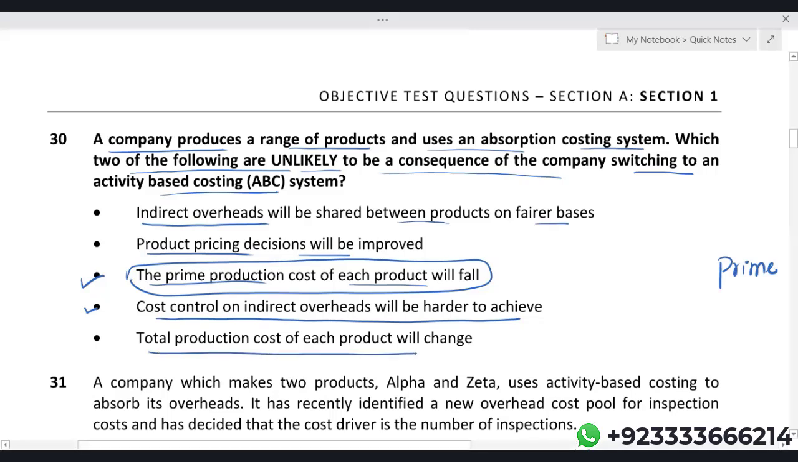Total production cost of each product will change. Yes, definitely it will change. So the answer is 3 and 4. These are the two characteristics. The third one has no impact, either you are going for ABC or absorption. And the fourth one, what they have written, is incorrect. They are saying cost control of indirect overhead will be harder to achieve. Actually, it will be easier to achieve as compared to absorption costing.